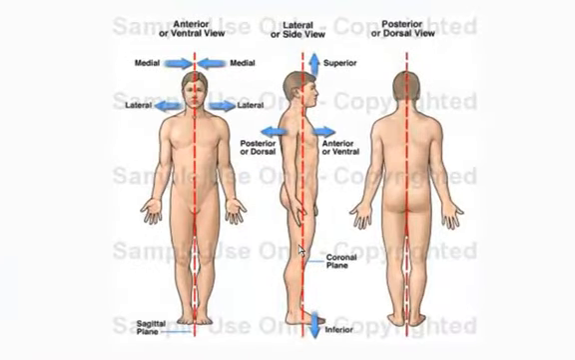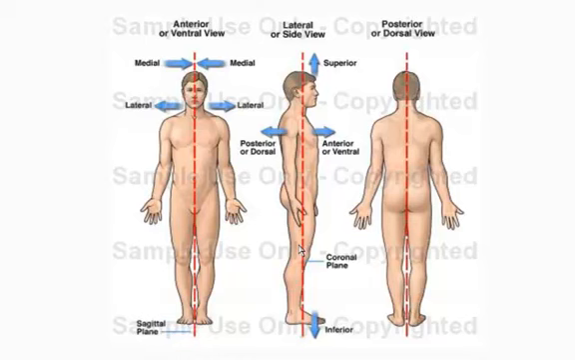Relative to the front or back of the body are anterior or ventral, posterior or dorsal. Relative to the head or tail of the body are superior or cranial, inferior, or caudal. Relative to the midline or center of the body are medial, lateral, deep, or superficial.